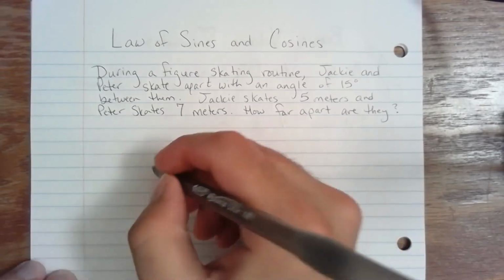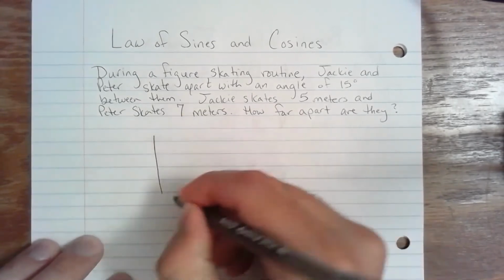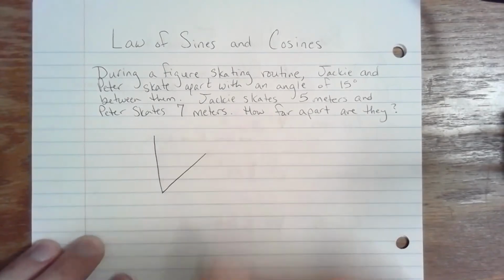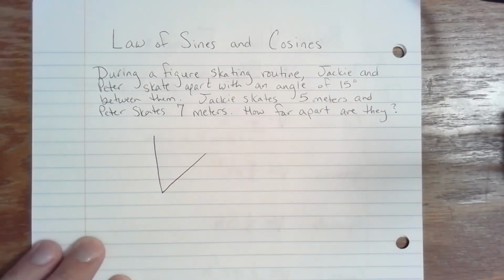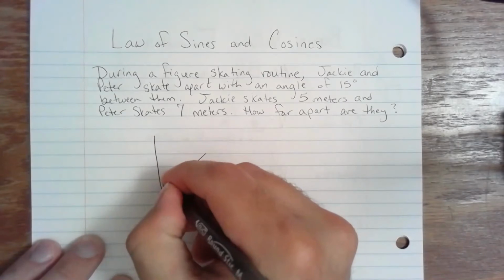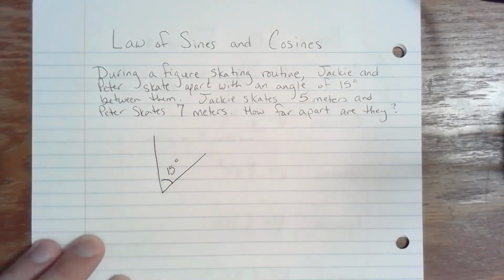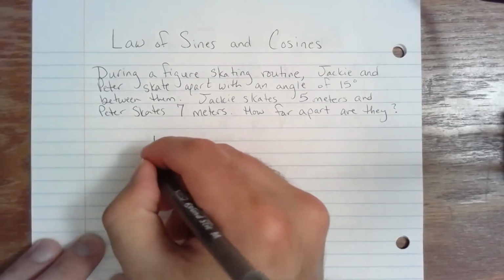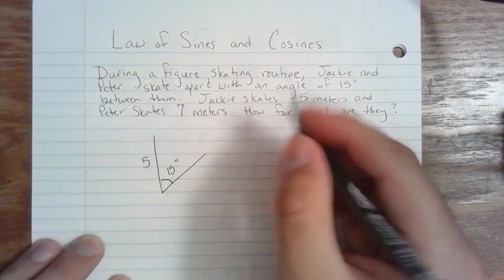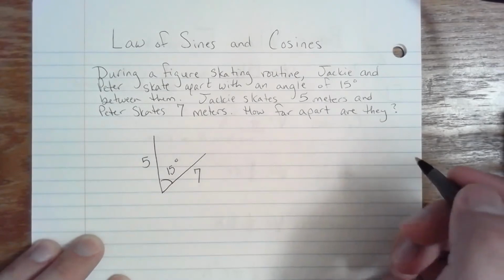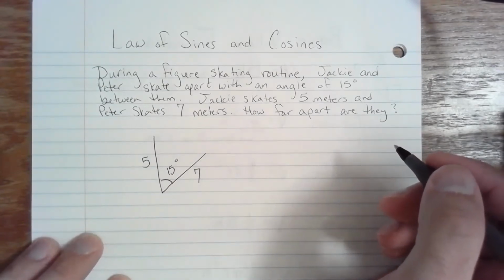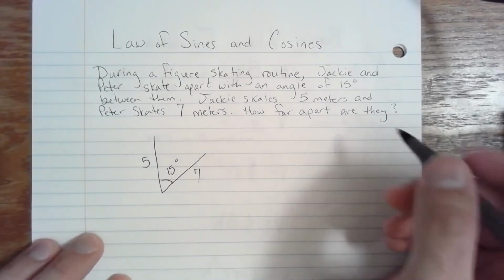So the idea here is that we're just going to give them two directional placements. It doesn't really matter. It doesn't specify anything other than that they're 15 degrees apart. So we're going to put a little 15 degrees in there. And let's say we let the left one be Jackie for 5 meters and the right one be Peter for 7 meters.